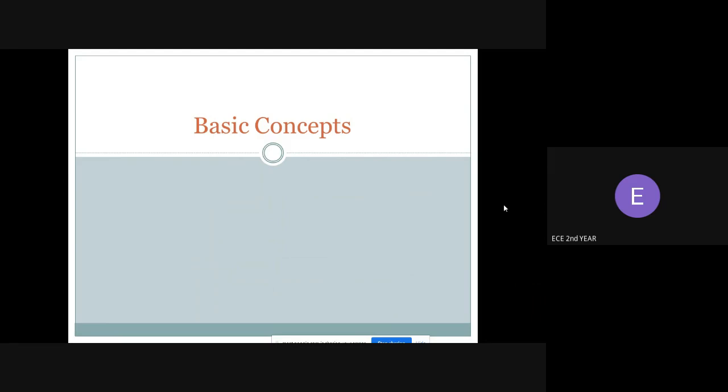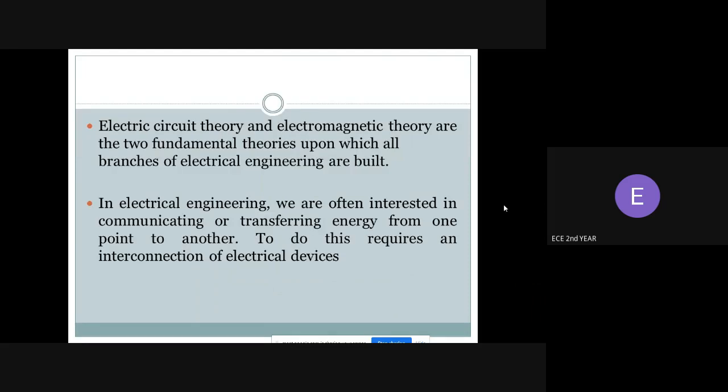Today's lecture, we are going to see the basic concepts regarding DC circuits. So, electrical circuit theory. What is the importance of network theory? Electric circuit theory and electromagnetic theory are the two fundamental theories upon which all the branches of electrical engineering are built.